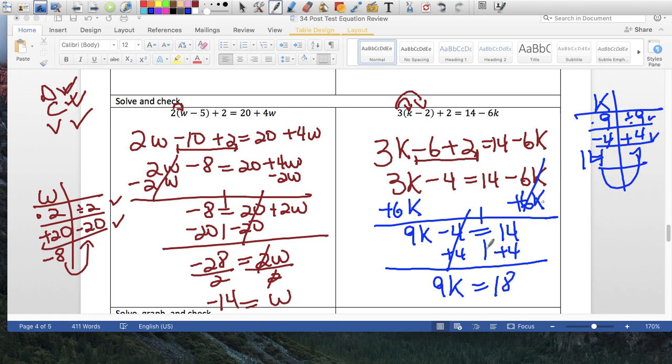Now I have to divide by 9. Divide by 9, divide by 9. If I divide, k equals 18 divided by 9, which is 2. Notice I didn't check. I'll leave that up to you. On the test, you have to. Okay.